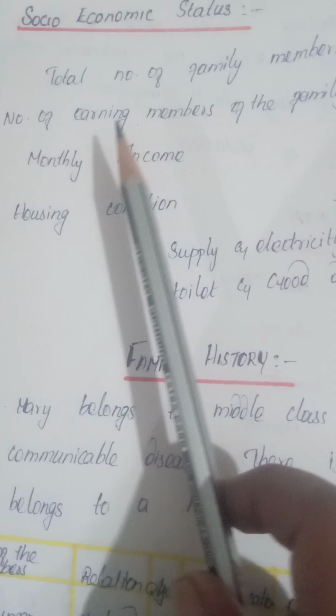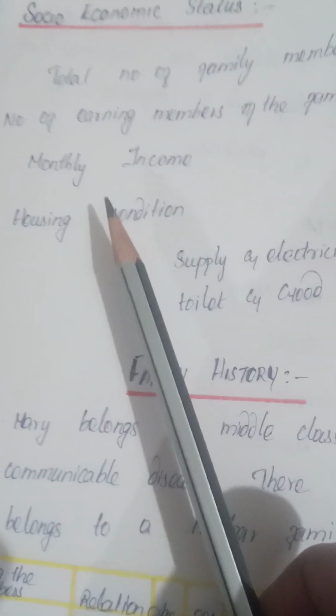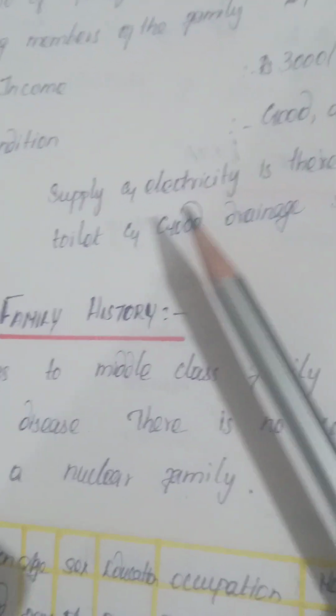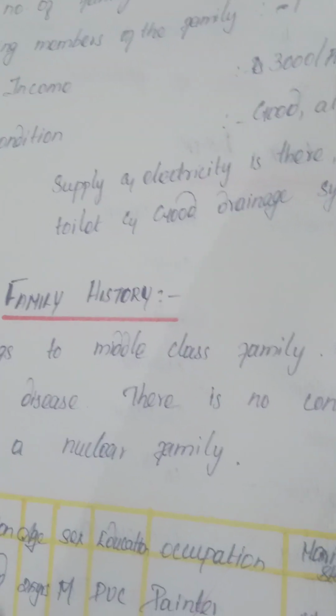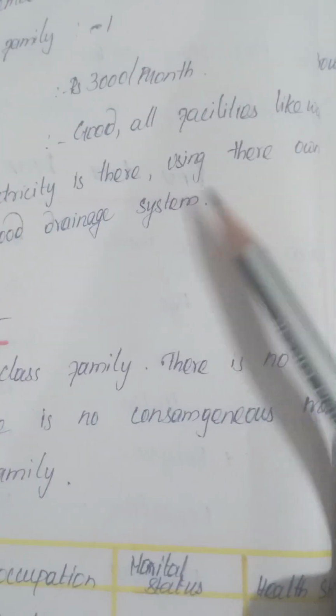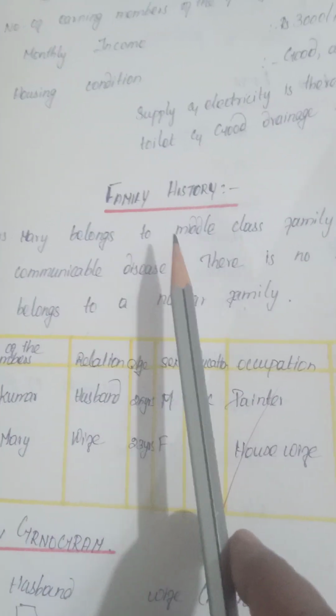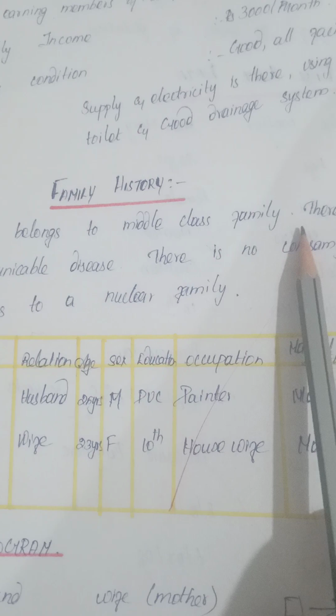Next heading, socio-economic status. Total number of family members, number of earning members of the family, monthly income, then housing condition, good. You should write water supply, electricity, and their own toilet and good drainage system. Then family history. Here Mrs. Mary belongs to a middle class family.